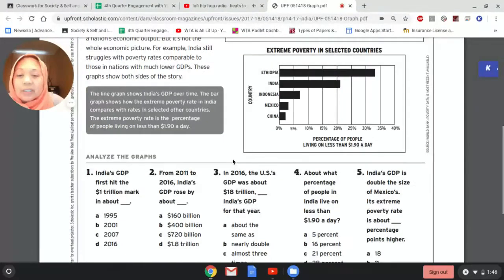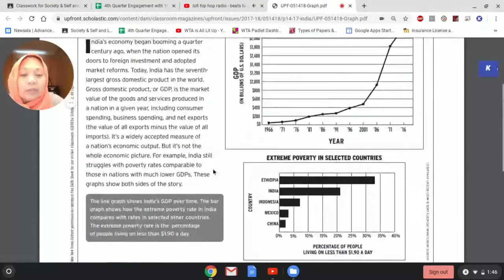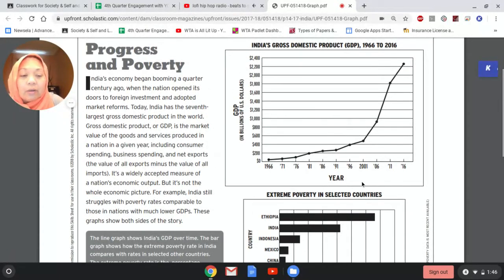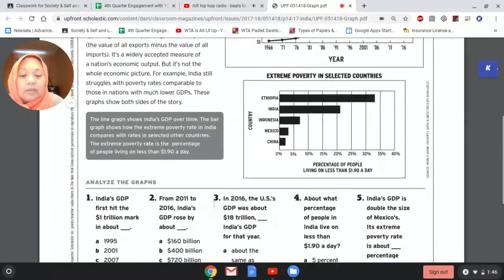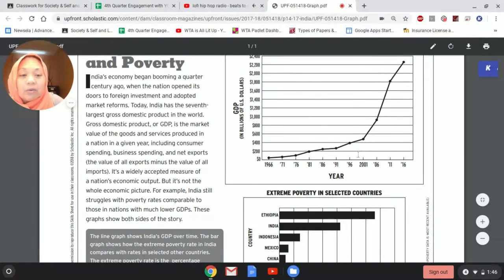The second question is, from 2011 to 2016, India's GDP rose by about how much? Is it A, 160 billion? Is it B, 400 billion? Is it C, 720 billion? Or is it D, 1.8 trillion? So you have to do some subtraction, right? You have to subtract the 2001 figure from the 2016 figure. How much did it grow? What was the difference in growth? That's for number 2.